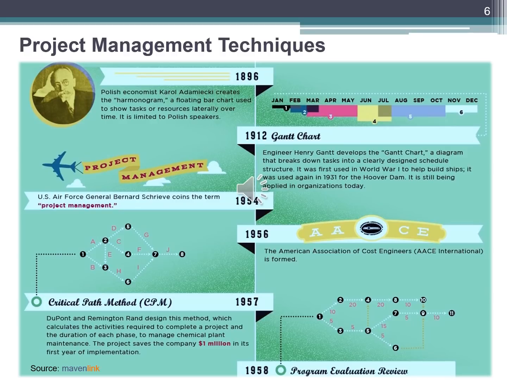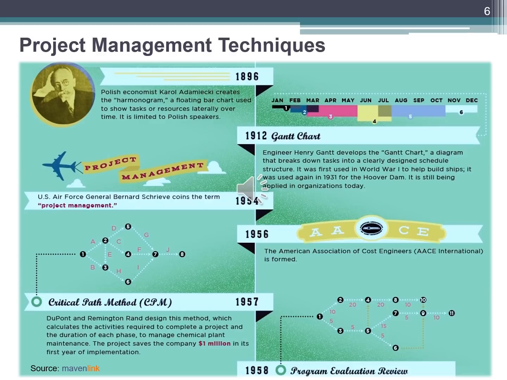In 1954, US Air Force General Bernard Shriever coins the term project management for the first time. In 1956, the American Association of Cost Engineers, AACE International, is formed. A well-known method, the critical path method, CPM, was invented in 1957.